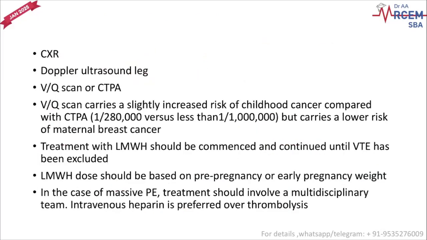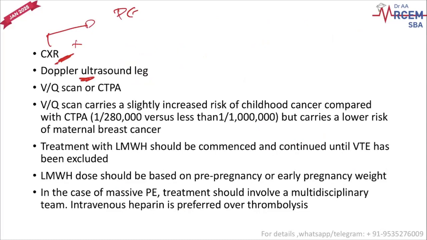What about PE? What will you do in PE? Get a chest X-ray done and see whether this patient has some other pathology going on. Other than PE, can it be pneumonia which is causing the pleuritic chest pain and hypoxia in this patient? Might be. Get a chest X-ray done to rule out other causes. And get a Doppler scan of the lower limb if any limb is swollen or anything is suggestive of a DVT.